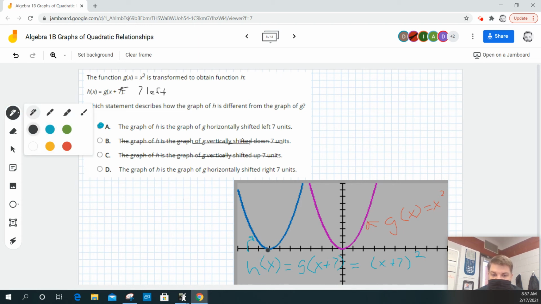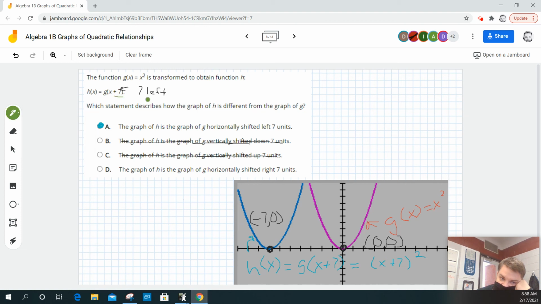Well, what do you need to write down? Well, we need to write down the vertex, right? The vertex on our first function is 0, 0. The vertex on our second equation or function is -7, 0. How did I know that? Well, because this plus 7 moves it 7 units to the left. So it's the same function, except I'm moving it 1, 2, 3, 4, 5, 6, 7 units to the left.